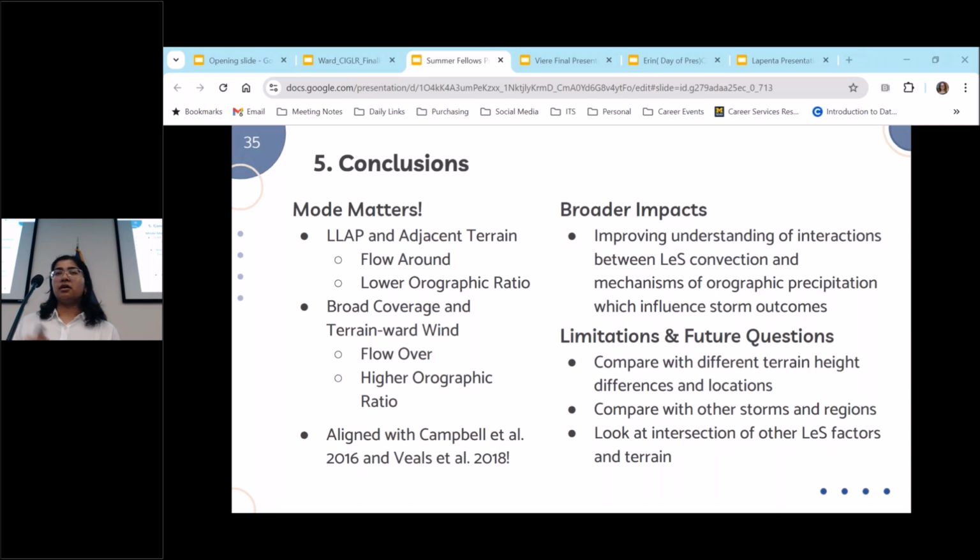Actually mentioned that along with lake effect snow modes, zonal wind speed as well as lake convective available potential energy are really important factors for lake effect snow too. And we can see the intersections of those and terrain as well.